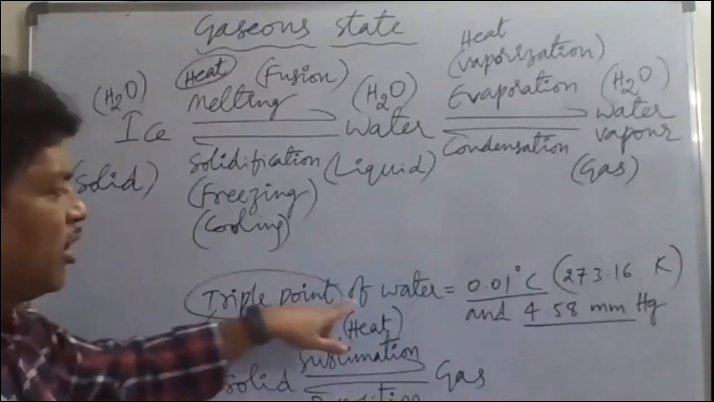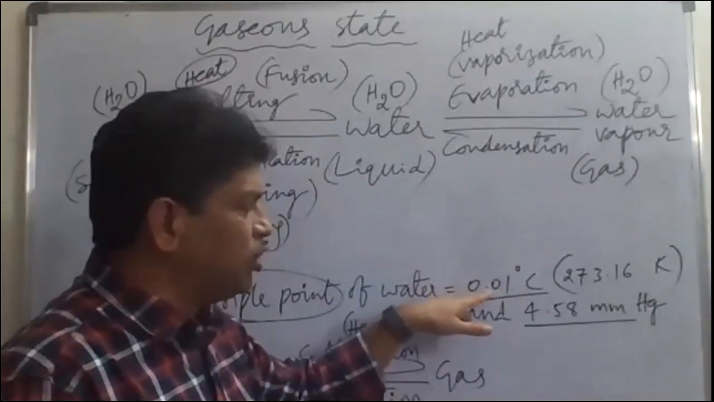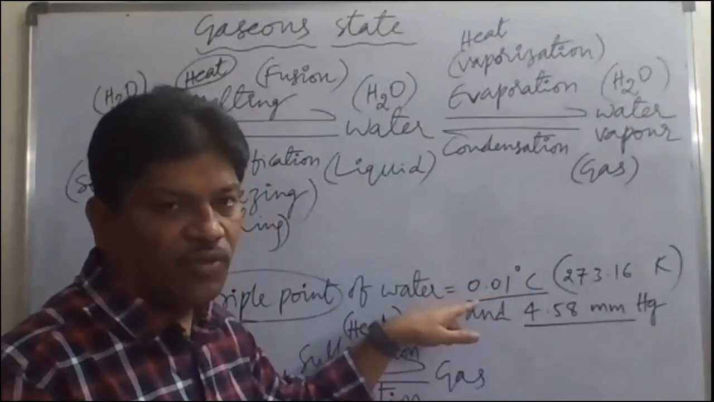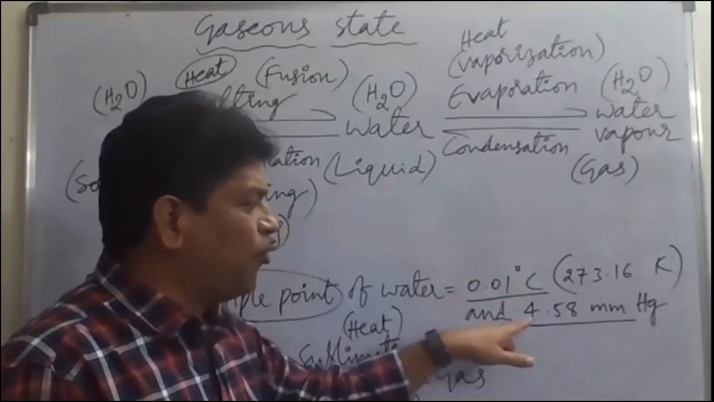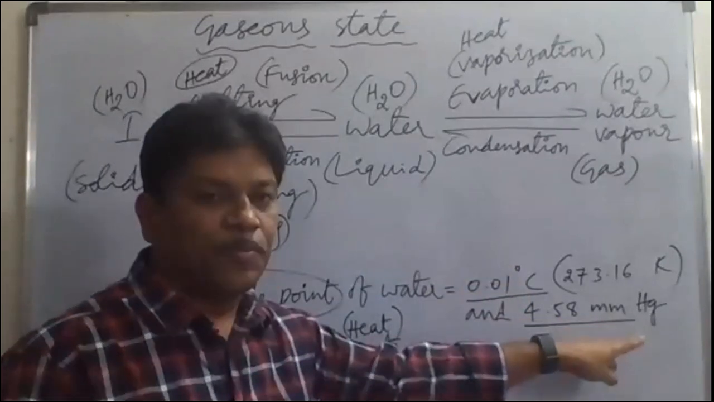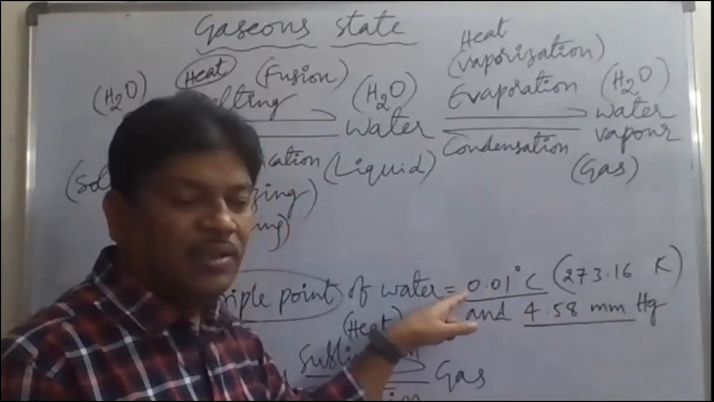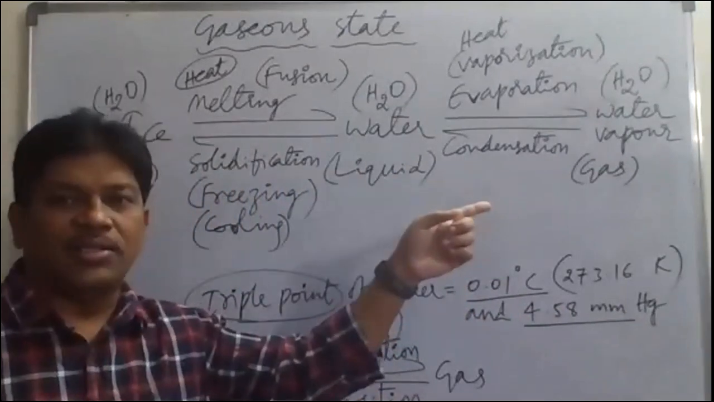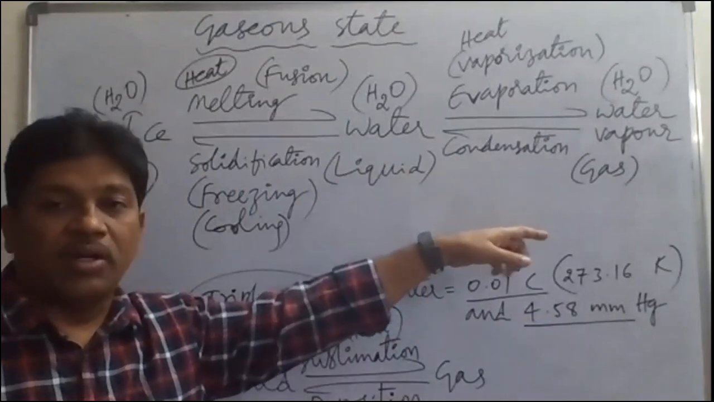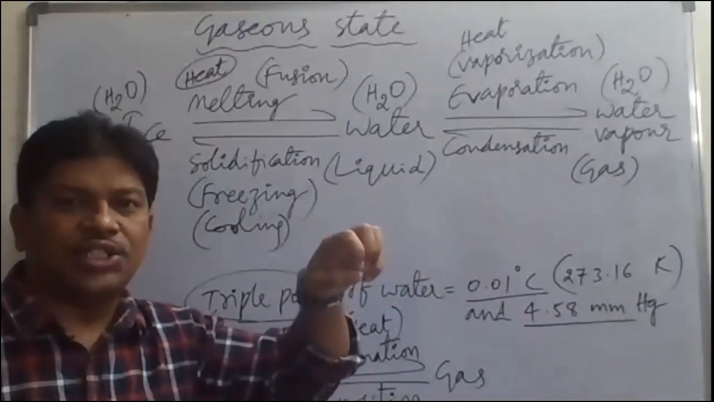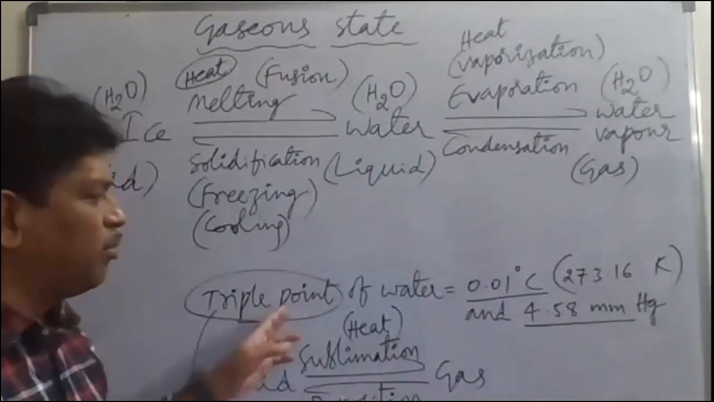So here triple point of water is at 0.01 degree Celsius, centigrade temperature we have taken, and 4.58 millimeter of mercury. At this pressure and at this temperature, all the three states of matter, that is solid state, that is ice, liquid water and gaseous water vapor, all the three states of water can exist together. This point is called the triple point. That point P. So it is the triple point of water.